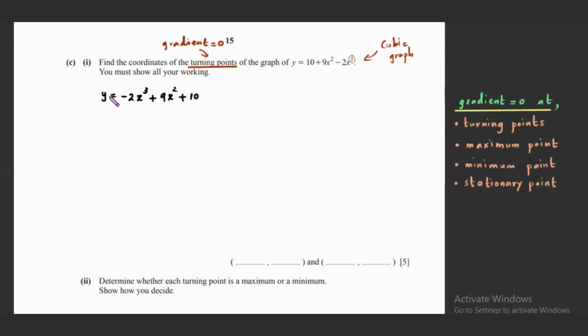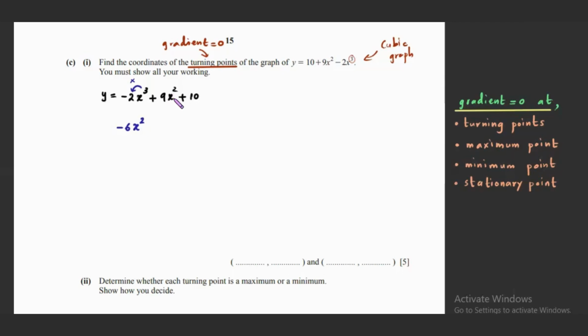Now to differentiate this, the power of x should be multiplied with its coefficient. So that's 3 times negative 2, that is negative 6. I need to write the x and reduce the power by 1. So the power of x is a 3. So when I reduce it by 1, that is a 2. So I get minus 6x squared.